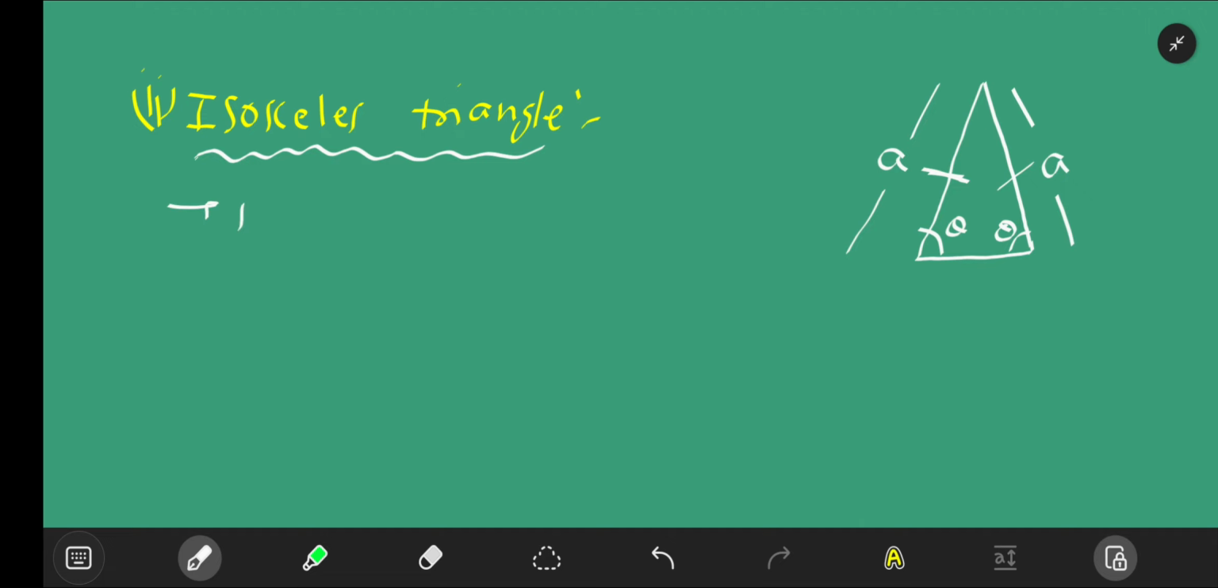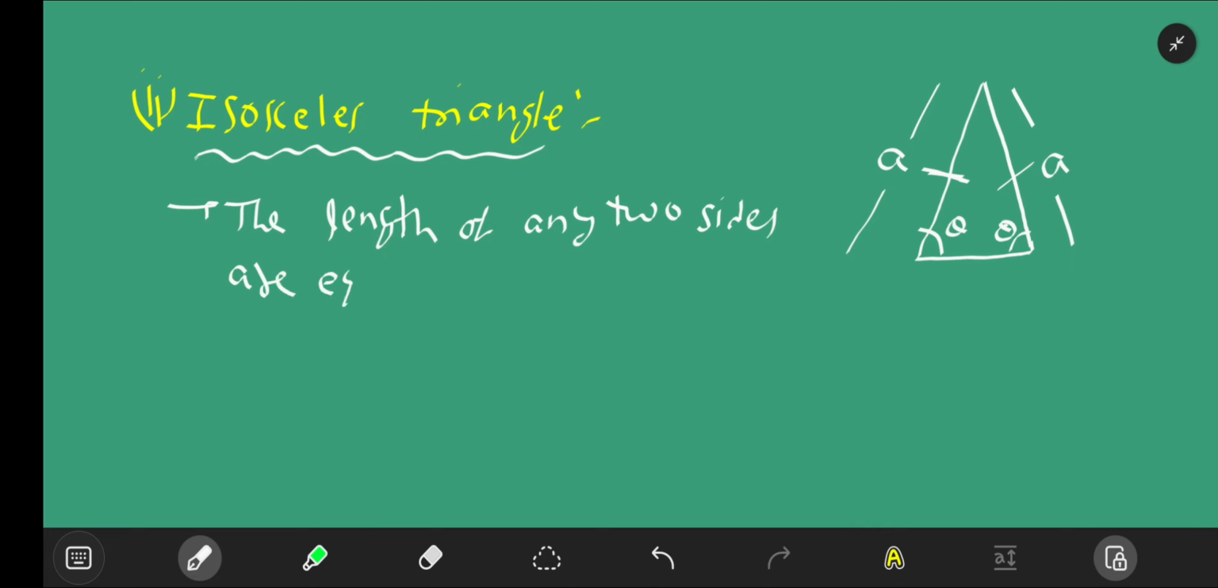Write down the statement. The length of any two sides are equal. This is the definition of isosceles triangle. The length of any two sides are equal. That type of triangle we call isosceles triangle. This length and this side length are equal, and that means A equals A.